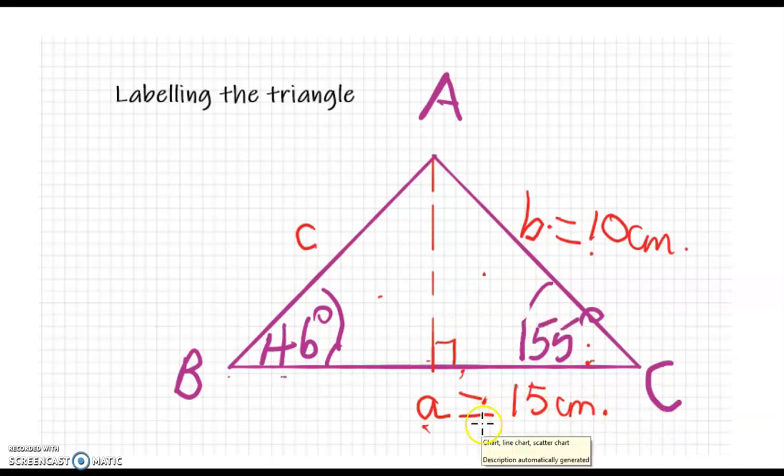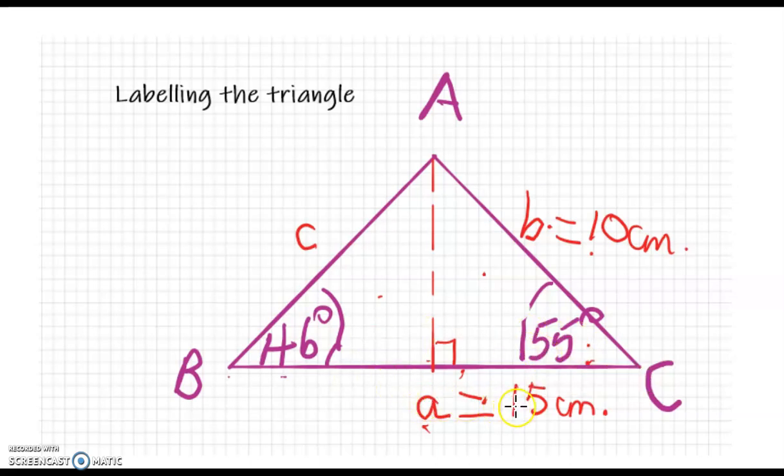If you know this length and this length, these two sides, and you know the angle between them, you can use a formula and work it out. In this case, we know this length, this side, and this angle. So we simply use a half times a times b times sine C, or half ab sine C.